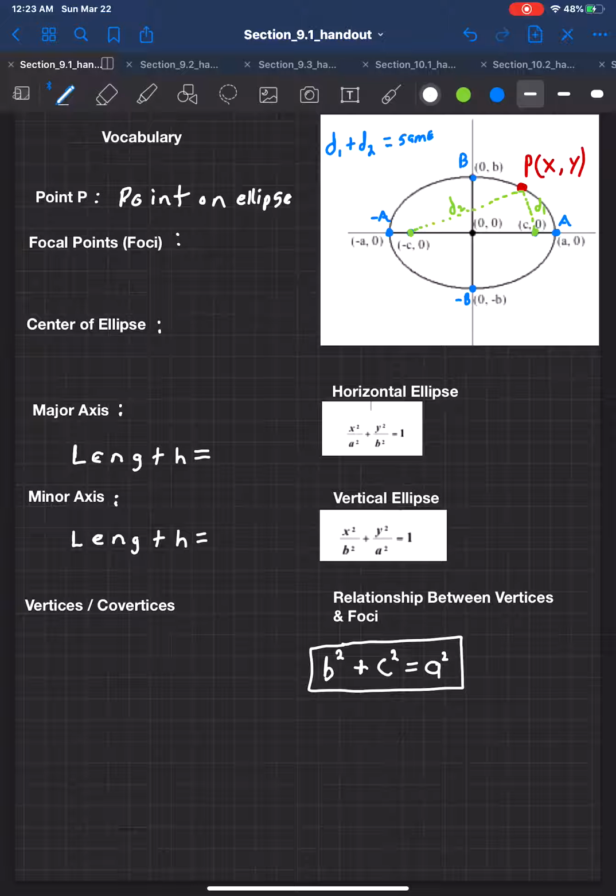All right. Now, the focal points, we've labeled them C and negative C. The focal points are the points that are used to define the ellipse.